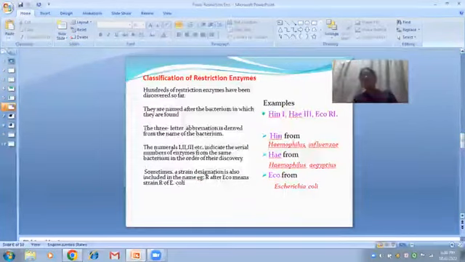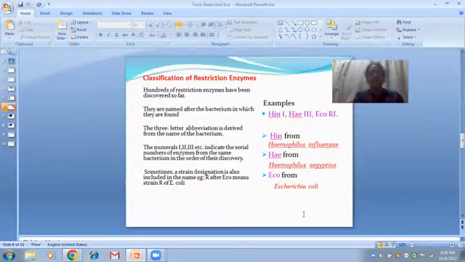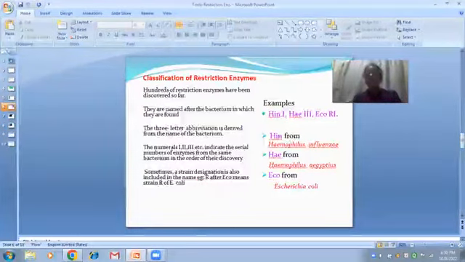How do we classify restriction enzymes? For example, all restriction enzymes, which originate from bacteria or microorganisms, whatever may be, for example HinI, HaeIII, EcoRI. We write these restriction enzymes in this abbreviated form, but I am going to explain each one. First, HinI means H, the first letter, is the indication of the genus, Haemophilus, and the IN is the species name, influenzae. HinI is a restriction enzyme which is extracted from this Haemophilus influenzae bacterium.